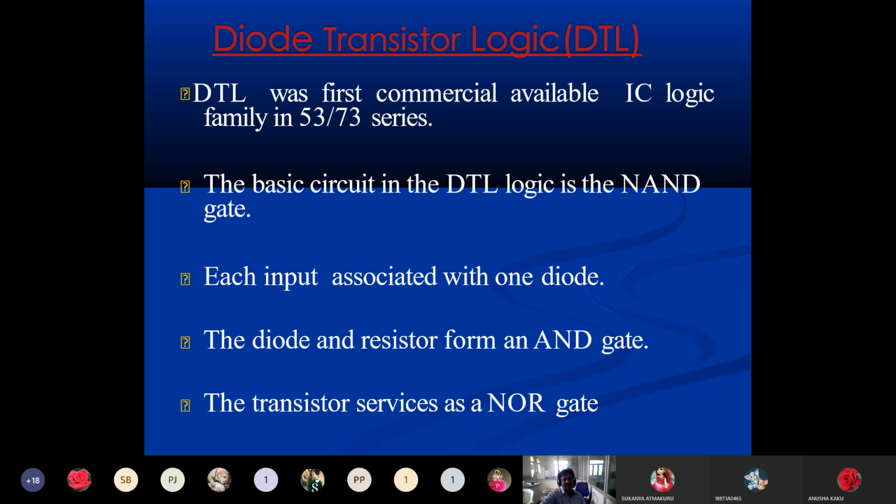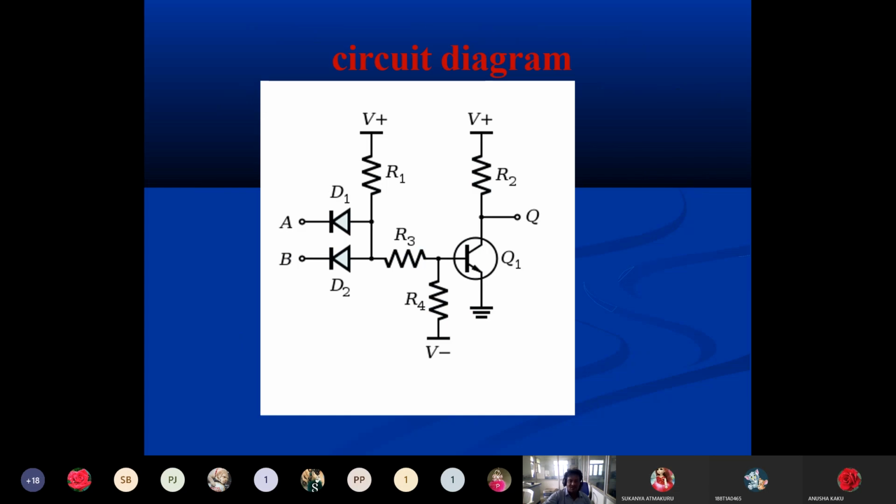We already saw in RTL that whenever we use the transistor, it acts like a NOR gate. So here in DTL we have a NAND gate. In the circuit combination we have V plus with the transistor, and we use two diodes, D1 and D2. Based on whether both inputs are high or both inputs are low, we get the logic functionality.